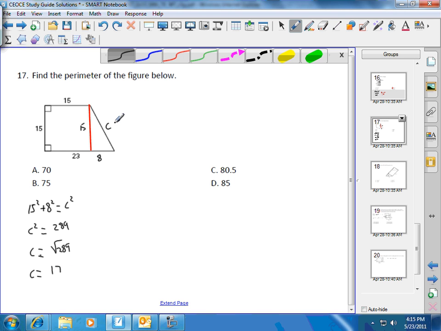So the length of this side is 17, so we can simply add the sides. We have 15 plus 15 plus 17 plus 23. And we add those all up together. We have 47 plus 23, which is 70. Okay, so the perimeter of this trapezoid is 70 units long.